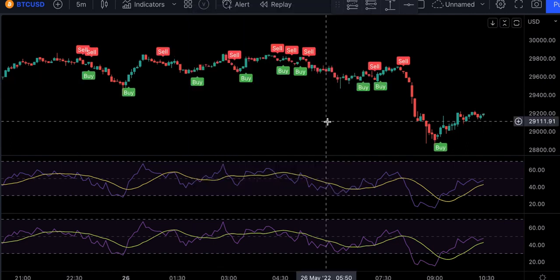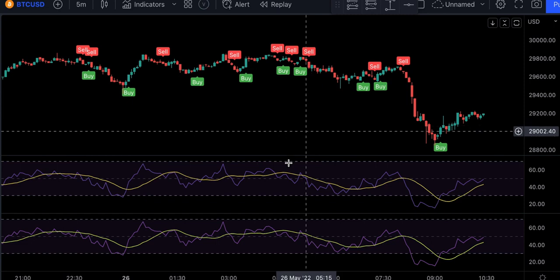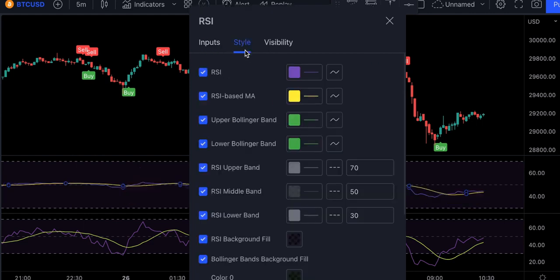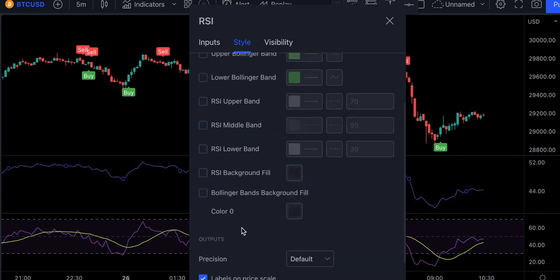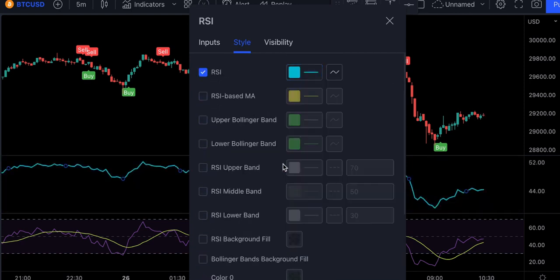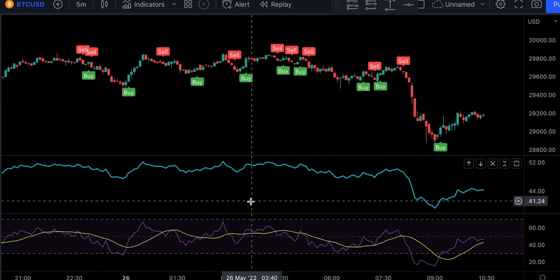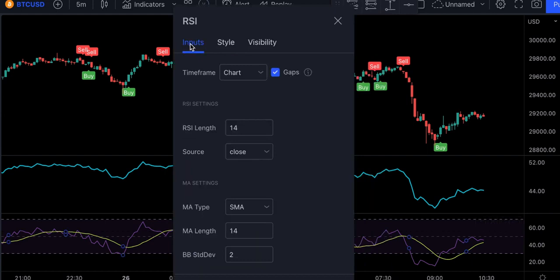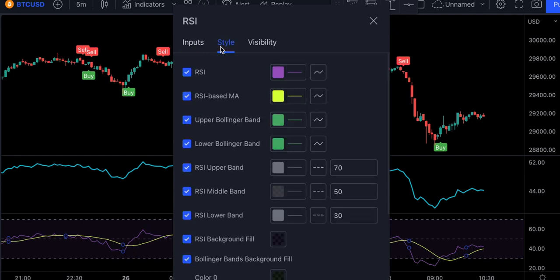Okay, now let's make some adjustments to our relative strength index. For the first RSI, we will set the length at 100. And in the style section, let's get rid of everything except for this RSI. Now let's adjust the second RSI. We will change the length from 14 to 25. And again, in the style section, we'll remove everything except for this RSI.